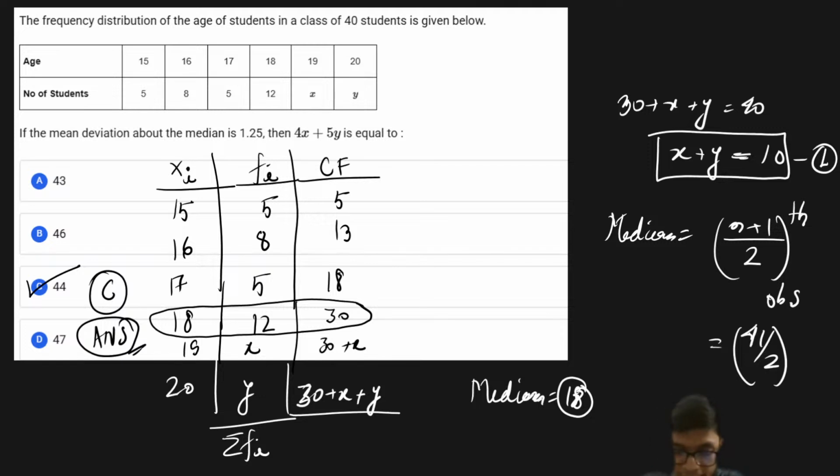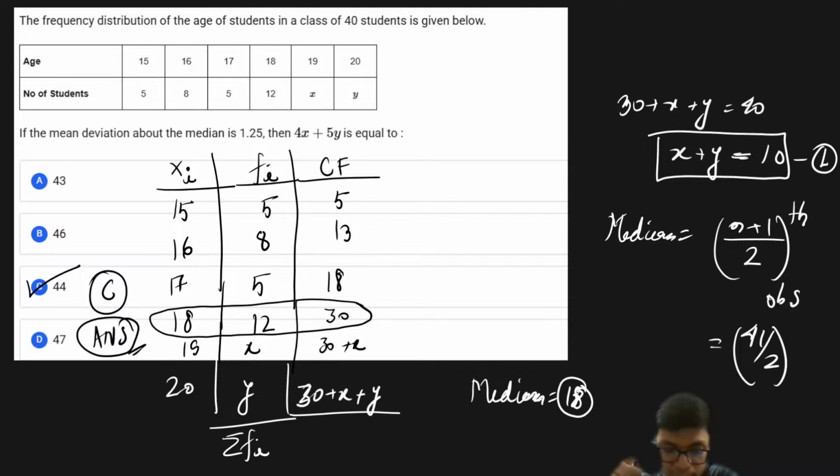Very simple, straightforward, right? So how do we find the median? We first did the cumulative analysis, because the median is basically the mid value of the observations. So from here we see that 18 is our median, as per the cumulative distribution.